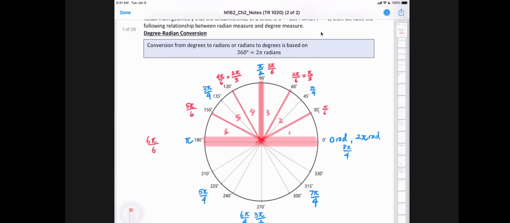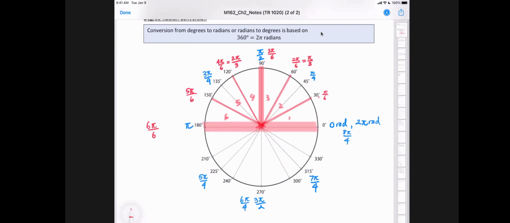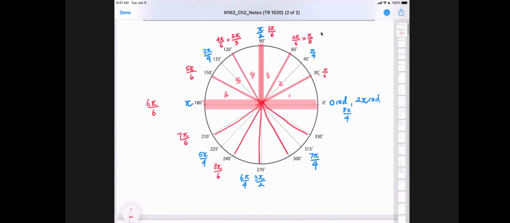All right, and then keep counting up. So the 210 degrees is the next sixth of a slice. So that would be 7 pi over 6. Okay, and then 8 pi over 6 is equivalent to 240, but that reduces to, divide by 2, 4 pi over 3.